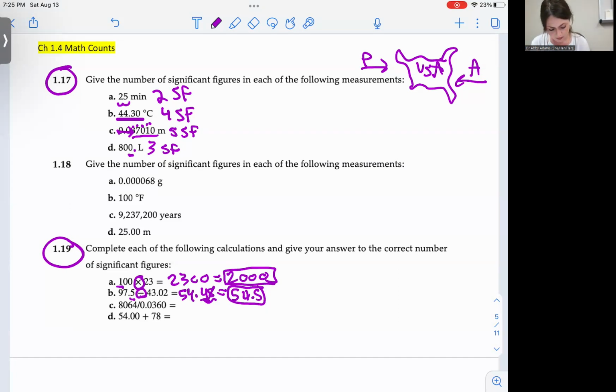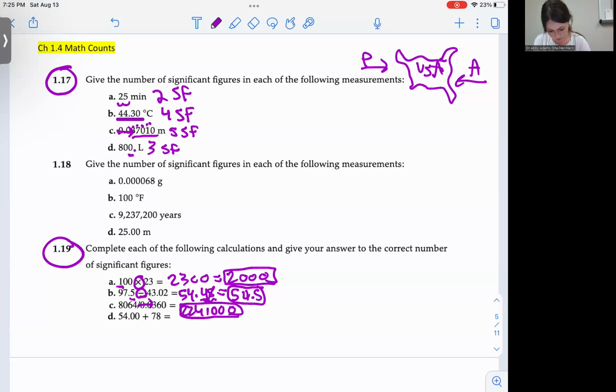Okay. C. 8,064 divided by 0.0360. Okay. This is going to give you a big number. And how many significant figures are you going to use? You're dividing, so you're going to use the least number of significant figures. So here's a decimal. It's present, going across, going on that way from the Pacific. So that's 3. So this is going to be written 224,000.